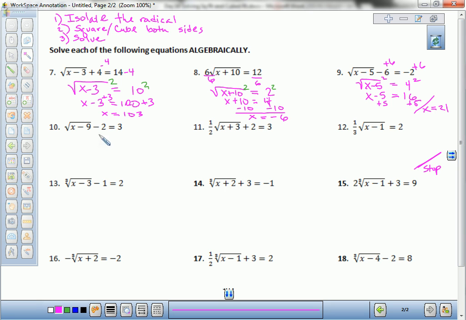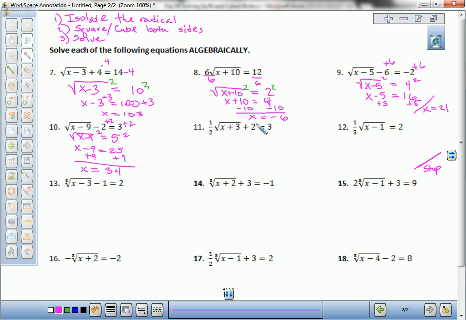All right, number 10. We're just going to add the 2. And so we get the square root of x minus 9 equals 5. We square both sides. There you go. And we get x minus 9 equals 25. And then you add 9 to both sides. And we get that the answer is x equals 34.